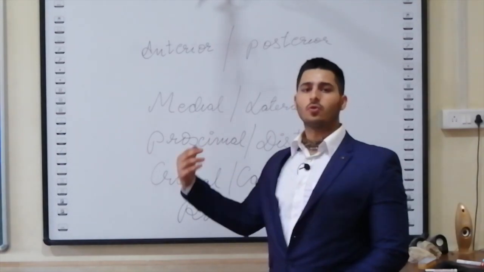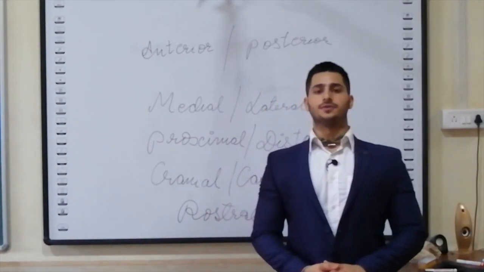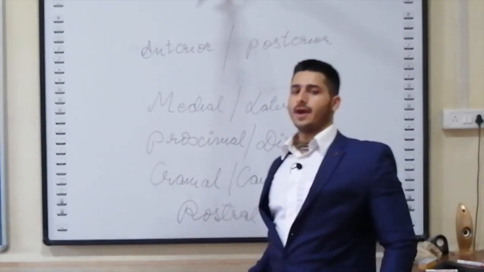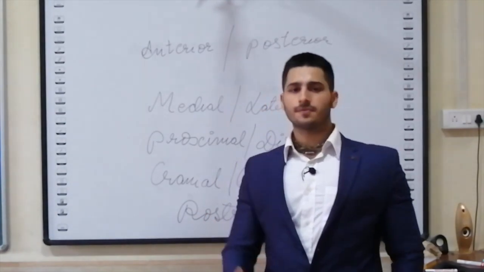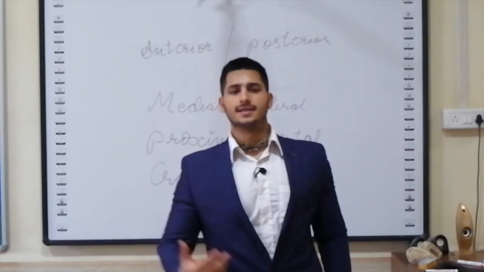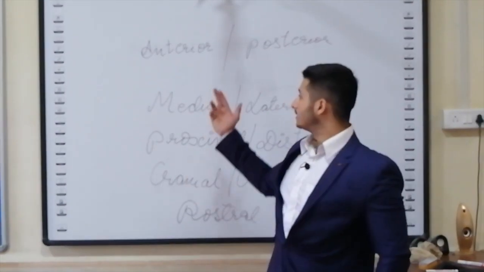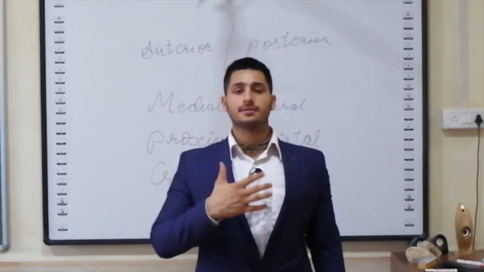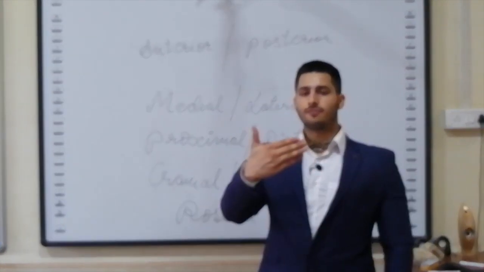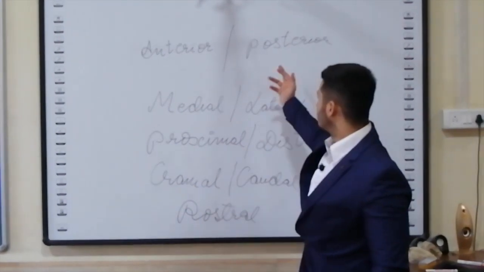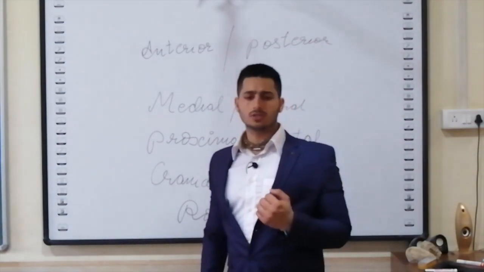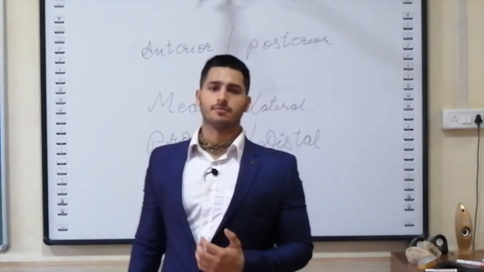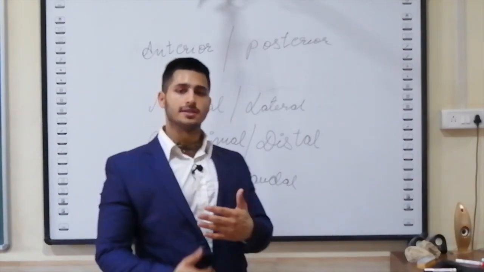Now these are some more anatomical terms that we're going to use. We have anterior and posterior. You must have probably heard of them before. So what is anterior and posterior? Anterior is also known as the ventral side of the body. That is the front. And we have posterior. Posterior is also known as the dorsal side of the body. Dorsal is the back, anterior is front.